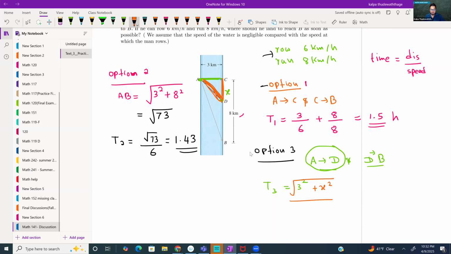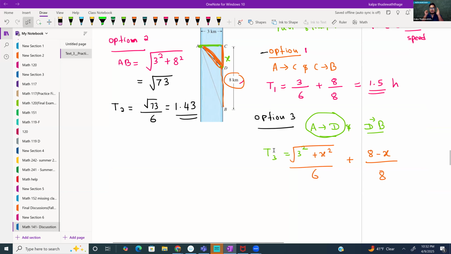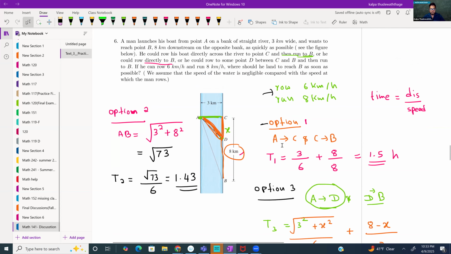And divide by 6, since he rows that part A to D, plus he runs 8 minus X distance, because the total is 8. He has to run only 8 minus X, which is divided by 8. That's the time if he rows the boat to a certain point in between B and C. So let's see, we can minimize the time. So this is the time.